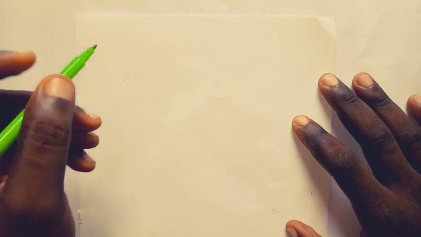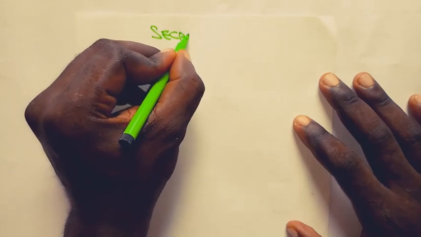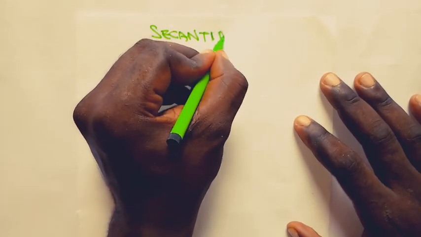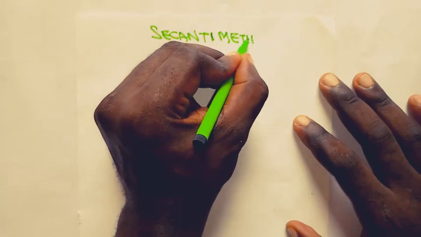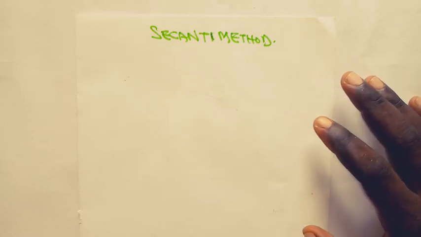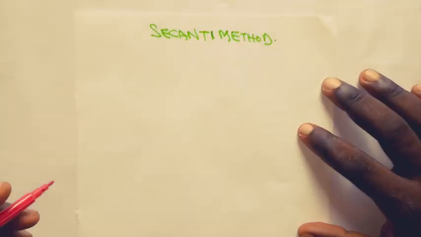Today, I want to bring to us the secant method. Now, the secant method is a mathematical method used in finding the root of a function, and I must quickly say it is a variant of the Newton-Raphson's method. That means it was derived from Newton-Raphson's method.